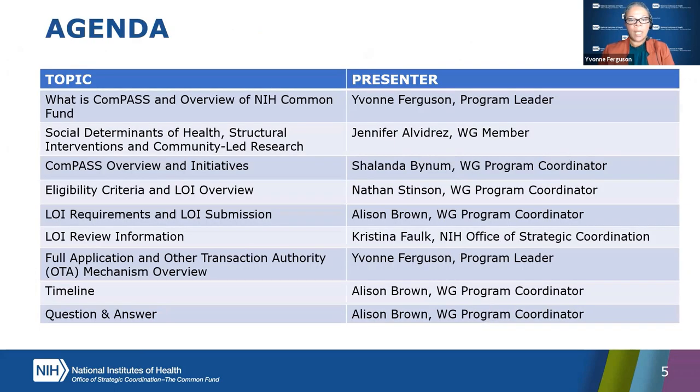As for the webinar agenda, after a brief overview of the COMPASS program and the NIH Common Fund, we will provide an overview of social determinants of health, structural interventions, and community-led research in the context of the COMPASS program. Next, we will provide more specific information about the COMPASS program goals, including its three initiatives with a focus on the Community-Led Health Equity Structural Intervention Initiative. We will discuss eligibility criteria and then discuss the required letter of intent, specifically the letter of intent requirements, how the letter of intent will be reviewed, and how to submit it. We will also discuss elements of the full application, the other transaction authority funding instrument, and wrap up with the opportunity's timeline and how to submit your questions.